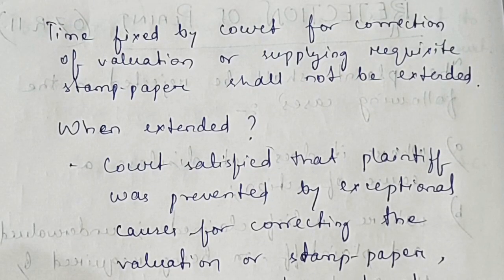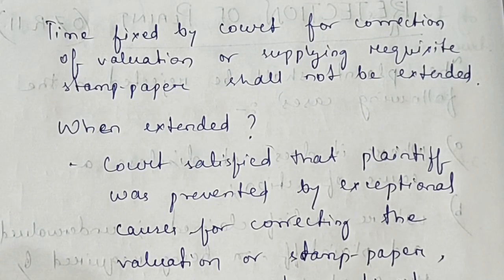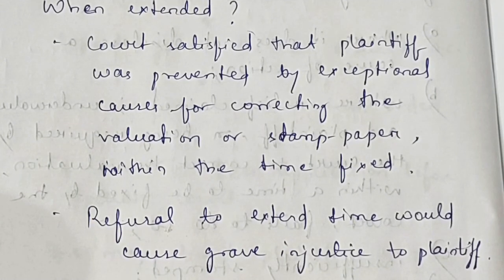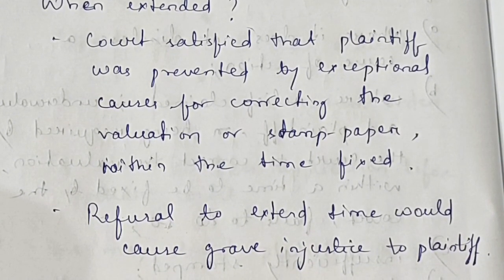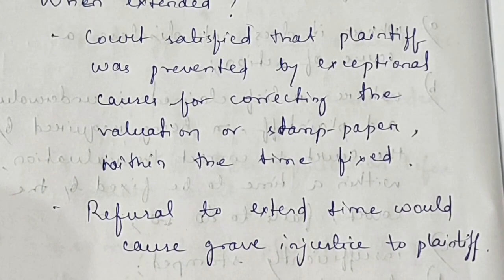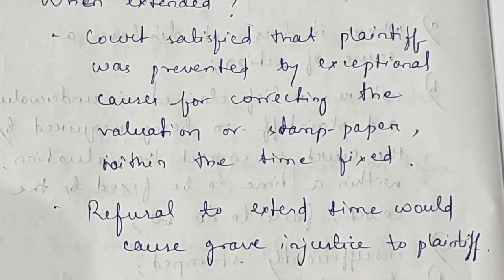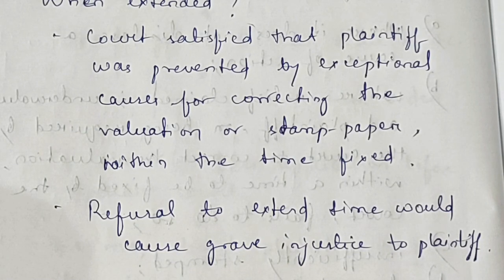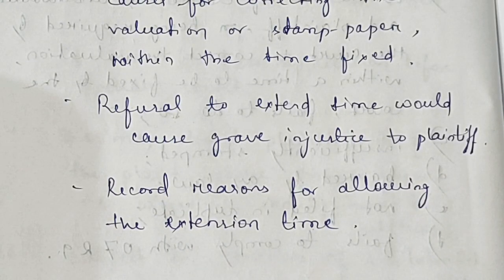So now let's come to the proviso of this rule. It says time fixed by the court for correction of valuation or supplying the requisite stamp paper shall not be extended. So when can the time be extended? Only when, firstly, the court is satisfied that the plaintiff was prevented by exceptional causes from correcting the valuation or supplying the stamp paper within the time fixed. Secondly, if the refusal to extend the time would cause grave injustice to the plaintiff, and while allowing the extension of the time period, the court shall record the reasons for allowing the extension.